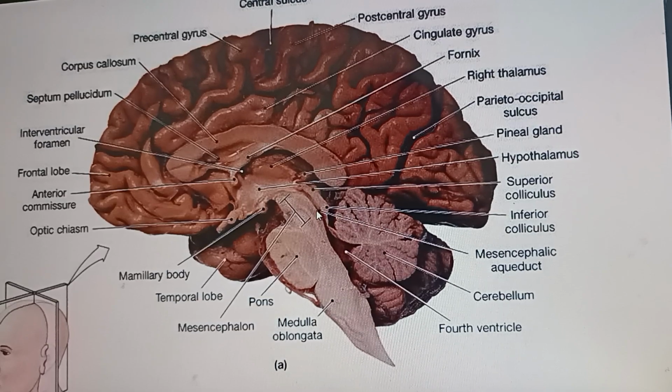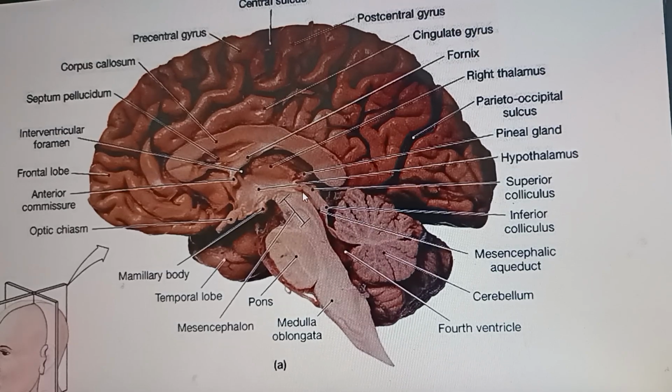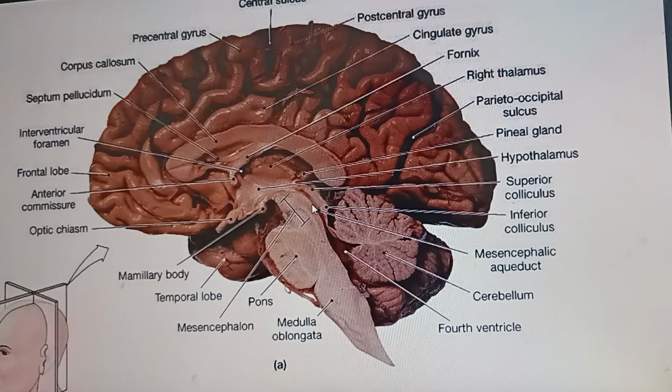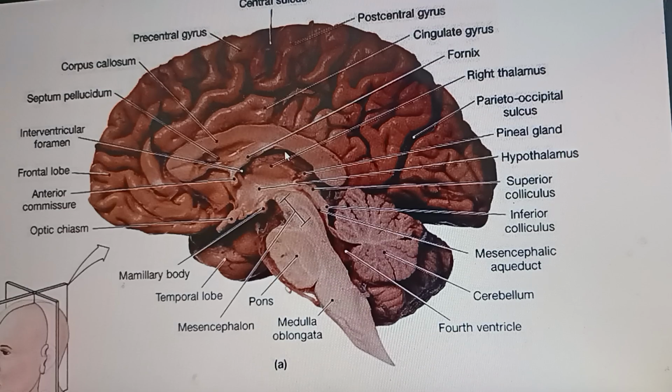Now here in the midbrain you can see a small tube, a duct known as the aqueduct of Sylvius, which is seen inside the midbrain. Behind it you can see the superior and inferior colliculus of the midbrain. As you move up further, you reach the third ventricle. So here is your third ventricle.